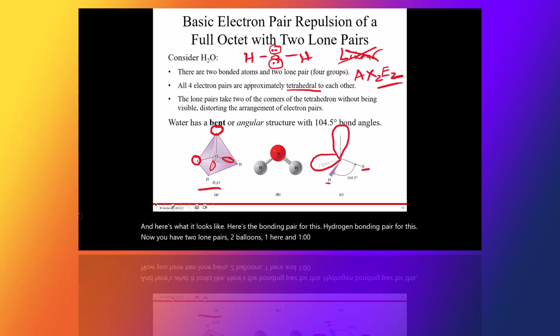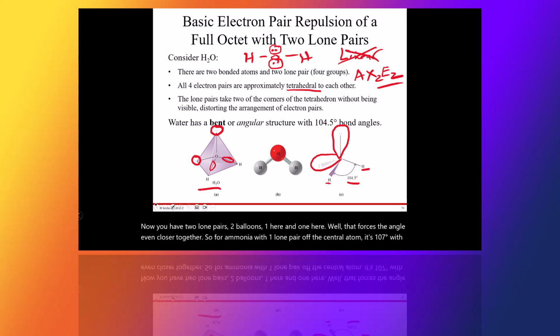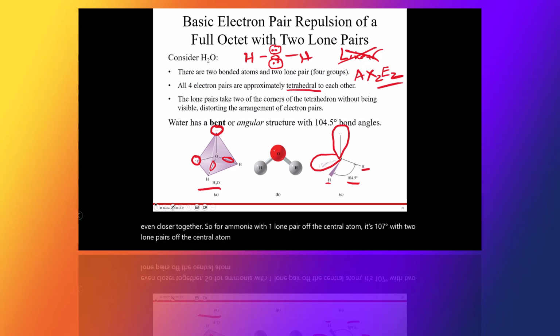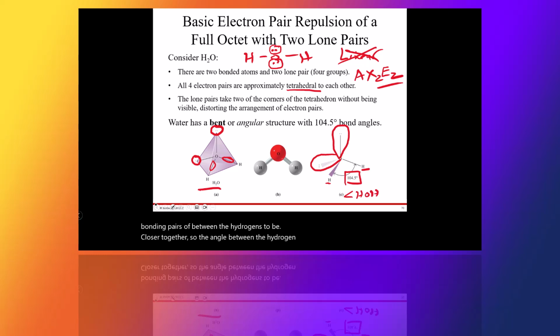Well, that forces the angle even closer together. So for ammonia, with one lone pair off the central atom, it was 107 degrees. With two lone pairs off the central atom, the angle's now 104.5. These two lone pairs force the bonding pairs between the hydrogens to be closer together. So the angle between the hydrogen, the oxygen, and the hydrogen is 104.5 degrees.